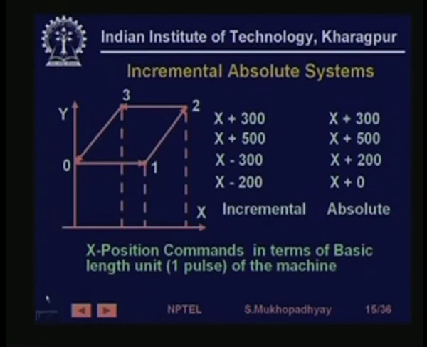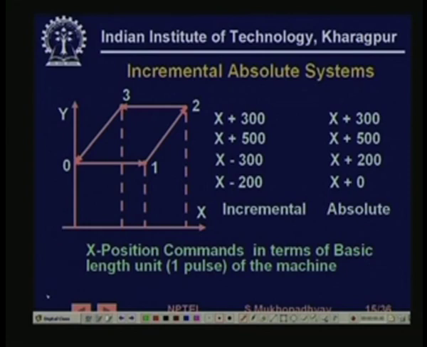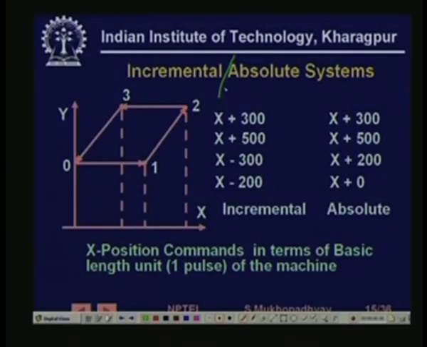All these points and coordinates can be mentioned in two ways: an incremental or an absolute system. Generally the absolute system is preferred. If you want to specify the x axis coordinates of these 4 points in the incremental system, suppose this is x, here the x coordinate is x. So, this is going to be say x plus 300.